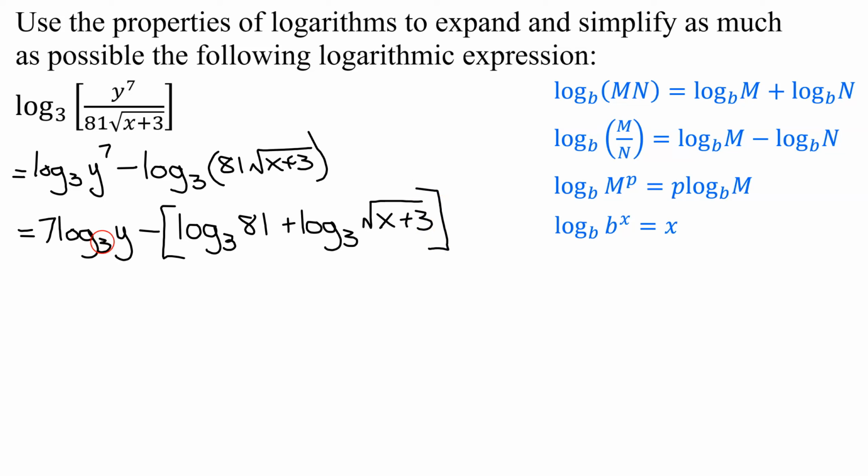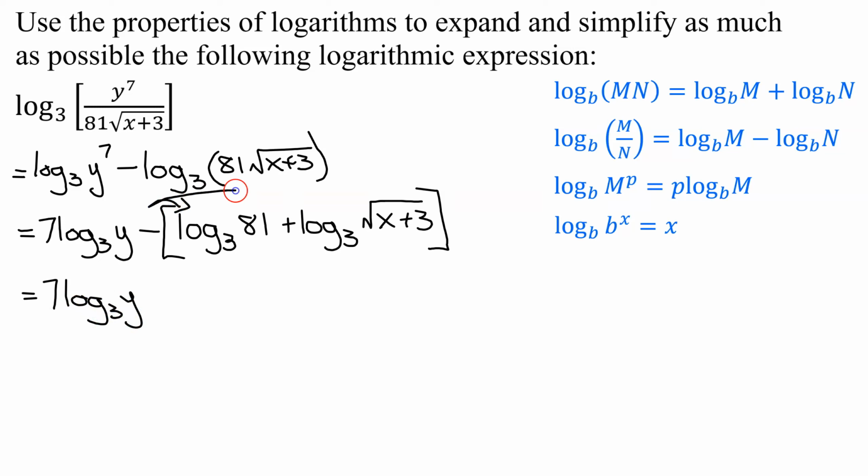Double check. I started out with log to the base 3. Make sure all of your individual logs have a base 3. If you forget to write one and you just wrote plain old log, you've turned a base 3 into a base 10. So now, on the next step, I cannot simplify the first term anymore, so I just have 7 times log to the base 3 of y.